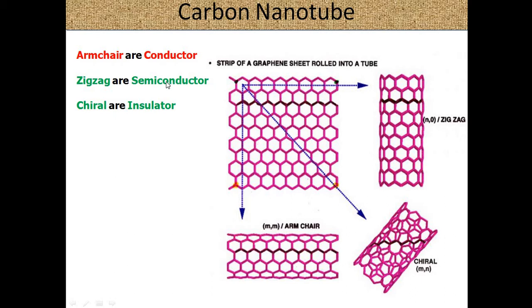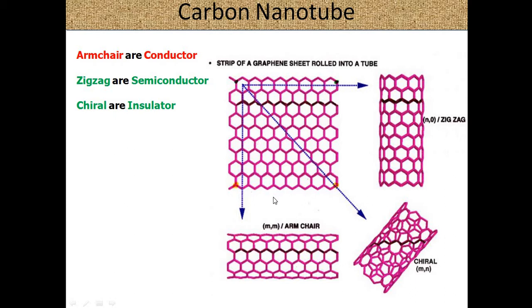So my dear friends, this is very important. Depending upon the direction of rolling, the property of the carbon nanotube changes. If we change the direction of rolling of the graphene sheet, the property of the carbon nanotube changes. So this forms a zigzag type of carbon nanotube, which is semiconducting in nature. Here you can see the zigzag formation takes place.